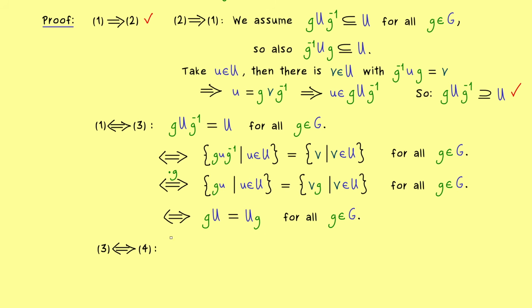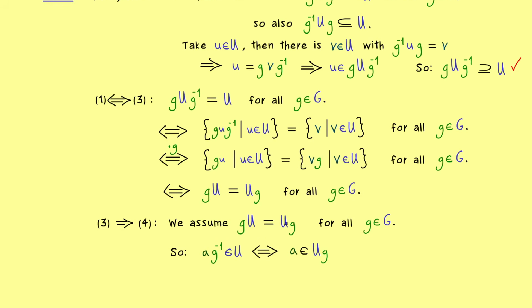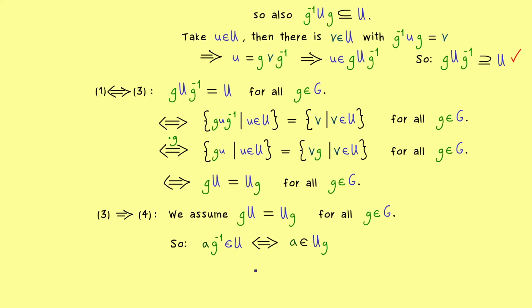But first let's finish the proof here, which means we show the last equivalence, and let's start with the first implication 3 to 4. So we assume that we have this equality of the two cosets, and then we can just calculate with the elements. This means we take A and G as elements in the group G, and we start that AG inverse lies in U. And now obviously by multiplying with G, we see that A lies in the right coset.